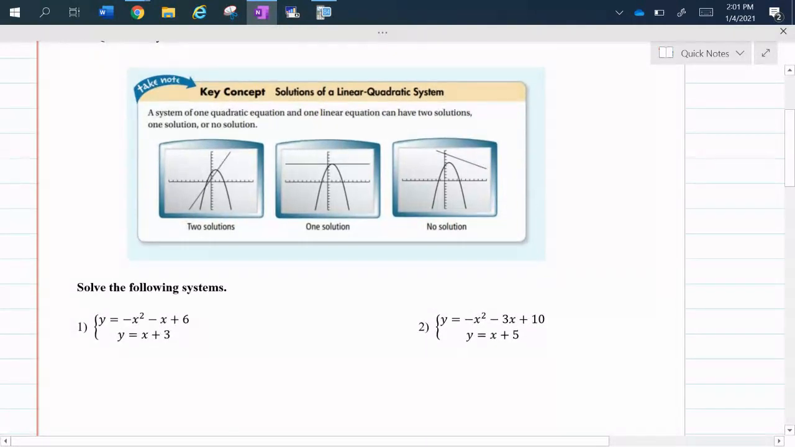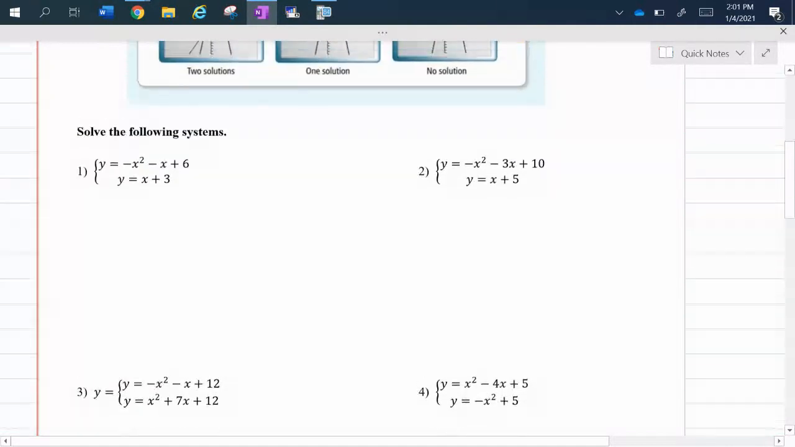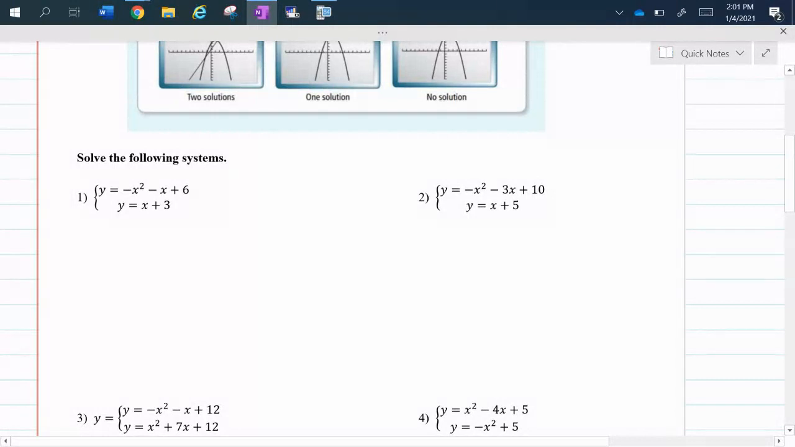The first couple of examples we're going to do are systems where there is one quadratic equation and one linear equation. We're going to do a couple of those first. So let's look at the first example.